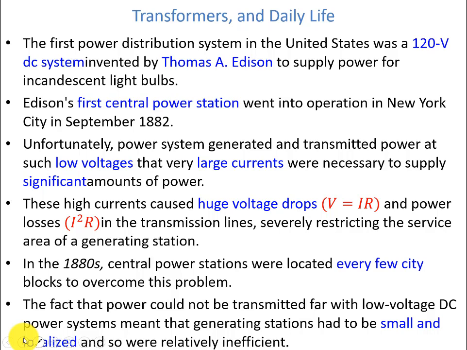So in the 1880s, central power stations were located every few city blocks to overcome this problem. So the fact that power could not be transmitted far with low DC voltage meant that generating stations had to be small and localized, and so were relatively inefficient.